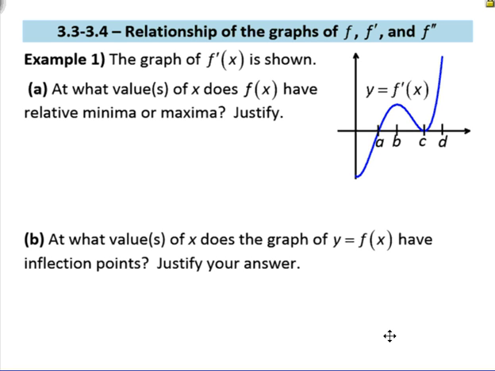This video will be covering the relationship of the graphs of f, f prime, and f double prime. In other words, the graph of the function, its first derivative, and its second derivative. So in sections 3.3 and 3.4, we talked about just f prime and what that means about f: increasing and decreasing, relative max and mins. And then in 3.4, we talked about f double prime, the second derivative, and what it tells us about the graph of f, concavity and points of inflection.